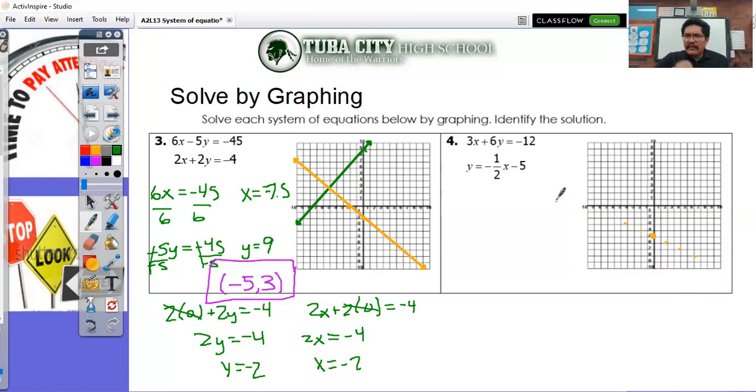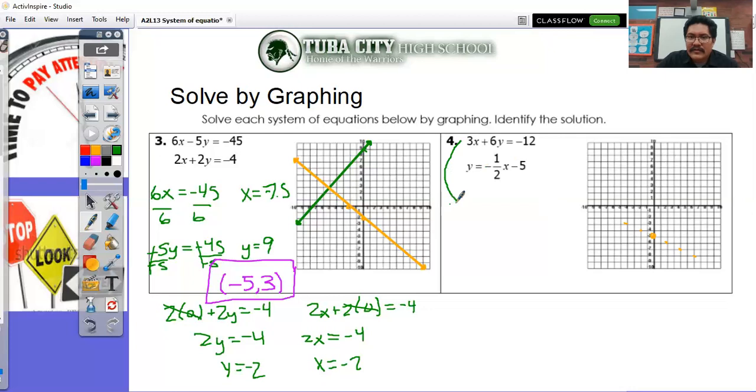But something's kind of weird about this one. What's weird about it is that 3, 6, and 12 all have a factor that they can all be factored by. In other words, I can divide all 3 of them by one number. And that's a little bit suspicious. Now you could still graph it the way I did before, where I make x and y turn into 0. But I'm going to do something a little bit different with this one here.